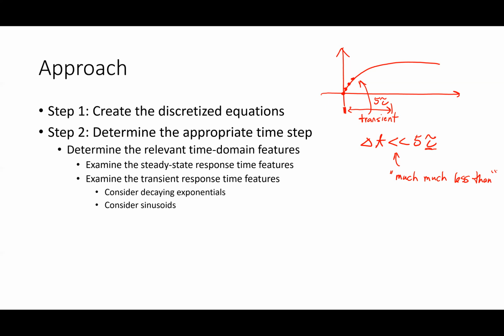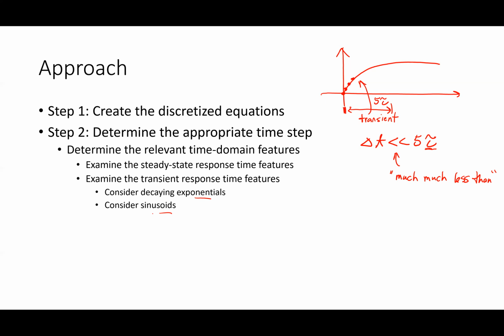So when I do this, I have to look at the steady state response and the transient response, and figure out what the relevant time domain features are. Now, the problem I have here is, we're talking more about the choice of the time step on Wednesday, but if I look at this, I have two choices here: decaying exponentials and sinusoids. That transient response, if I have a second order system, could look kind of complicated, because it's an exponential times a cosine. So I have some stuff to think about.